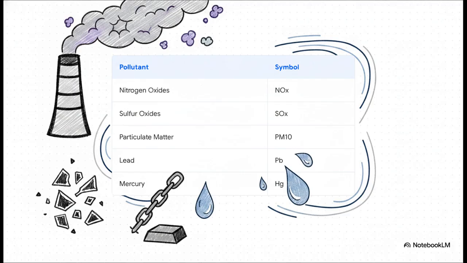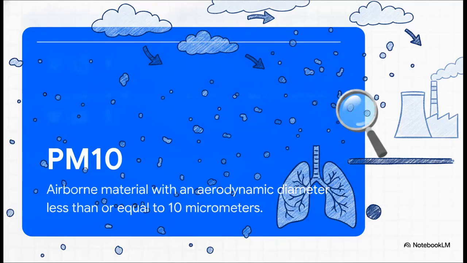First up, we've got nitrogen oxides, specifically NOx, excluding N2O. Then we have sulfur oxides, or SOx. Next is particulate matter, specifically PM10. And finally, the heavy metals, lead and mercury. Now, these aren't just arbitrary chemicals picked out of a hat. These are the most common, most impactful pollutants that create massive compliance risks for electricity generators simply because they are so strictly regulated.